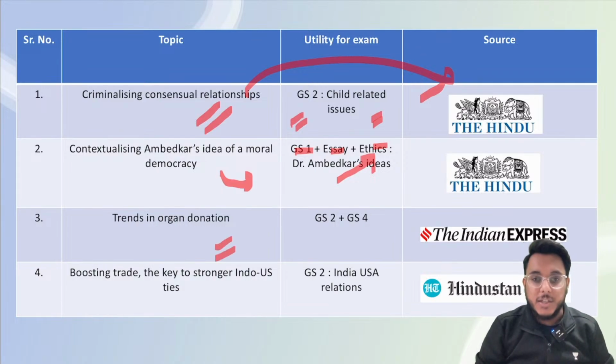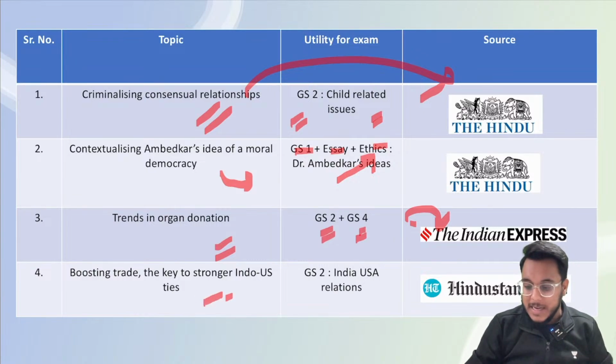Trends in organ donation. For GS2, GS4, the topic is going to be very important. This article is taken from the Indian Express. And then boosting trade, the key to stronger India-US ties. This particular article is taken from the Hindustan Times and will be important for GS paper number 2.